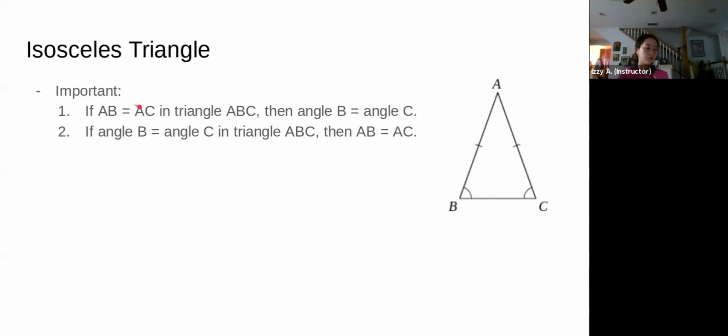But here's an important memo about isosceles triangles. If AB is equal to AC in triangle ABC, then that means that angle B is equal to angle C. So that's what we just covered. And also, if angle B is equal to angle C in triangle ABC, then AB is equal to AC. These two pieces of information just show us how we can identify isosceles triangles. But I think it's pretty straightforward when it comes to identifying isosceles triangles.